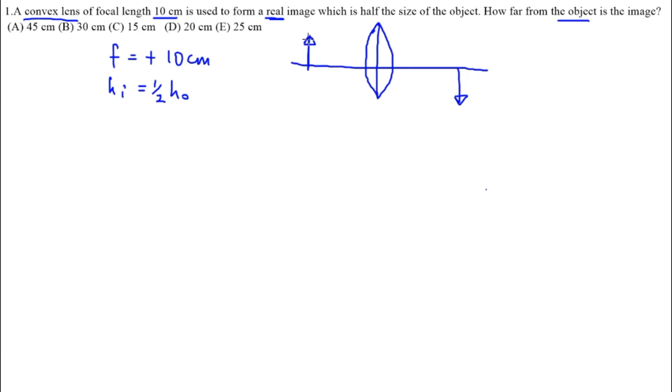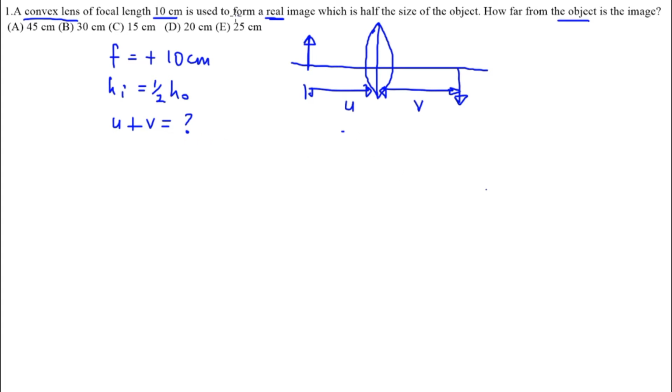So we need to know that from this point to this point is the object distance u, and from this point to this point is the image distance v. All right, that means how far from the object the image will be is u plus v. Okay, so I need to find u and I need to find v.